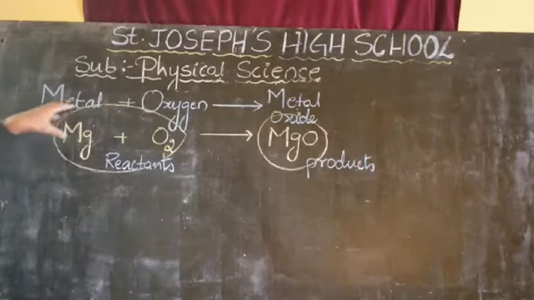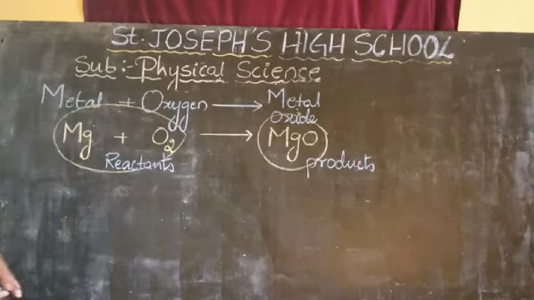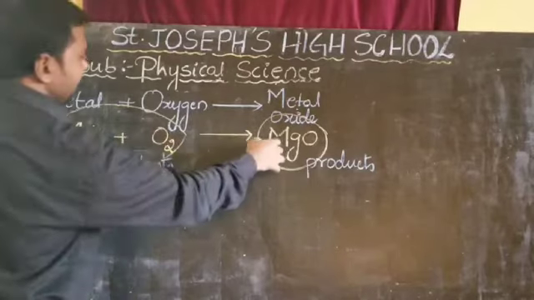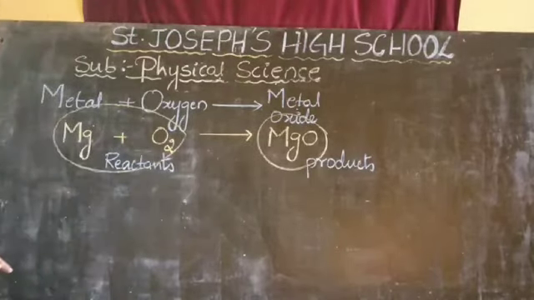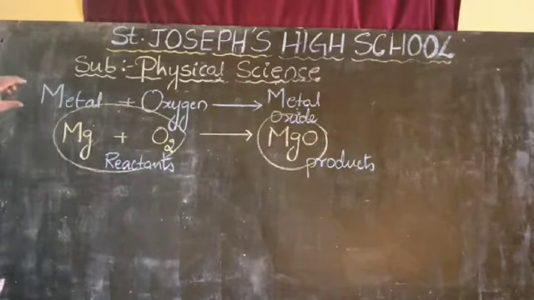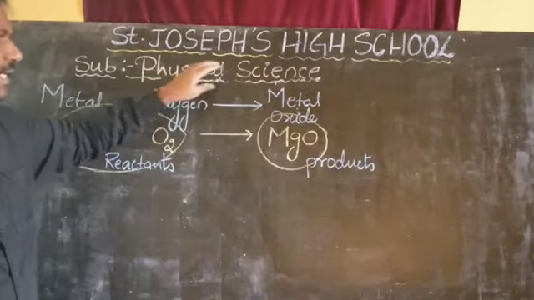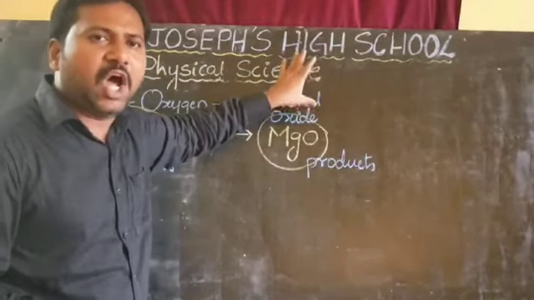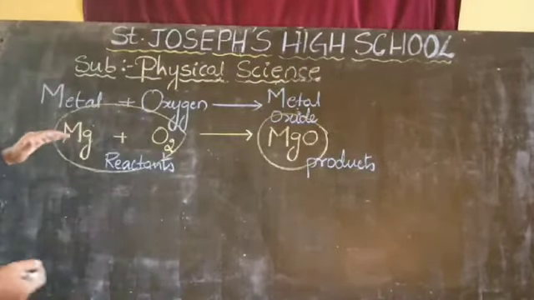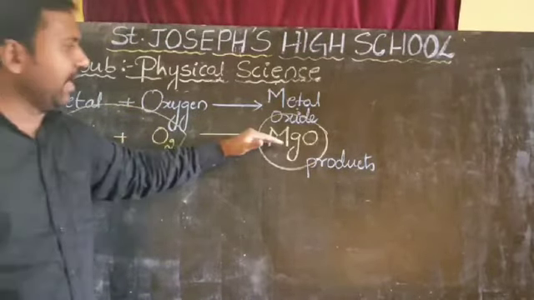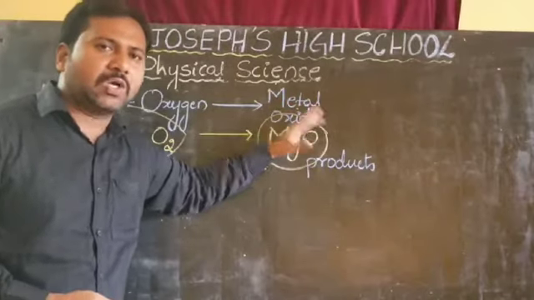But regarding this equalization, you will learn in the 10th class; that concept is called balancing of chemical equations. We are not discussing that. What we are discussing is that when metals react with oxygen, they give metal oxide. Example: magnesium reacts with oxygen, giving magnesium oxide.